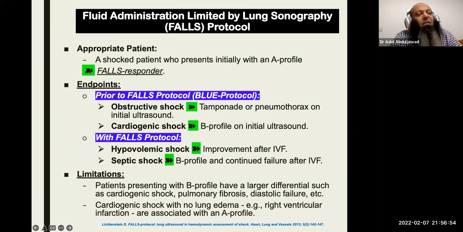While the second protocol, for people who are familiar with using point of care ultrasound, we call it the FALLS protocol, or fluid administration limited by lung ultrasound, because many intensivists like to give fluids during the shock state. So this protocol is appropriate to use in shocked patients who present to you, and you put the point of care ultrasound on the lung fields, and you have an A profile. And I will show you what the A profile is. So if this is the case, we call it a fluid responder type.